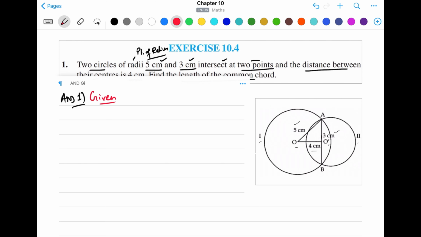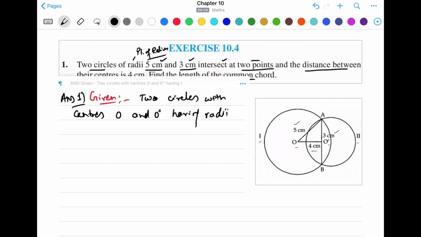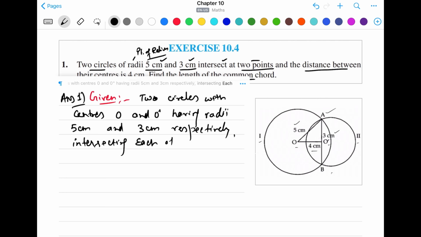Given here is two circles with centers O and O dash, having radii 5 centimeter and 3 centimeter respectively, and they are intersecting each other at two points A and B.